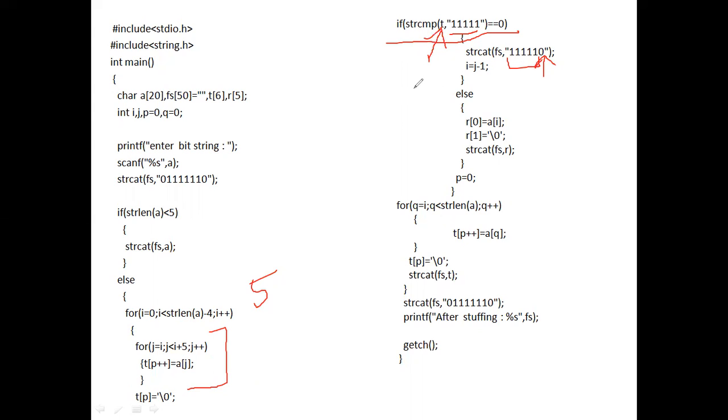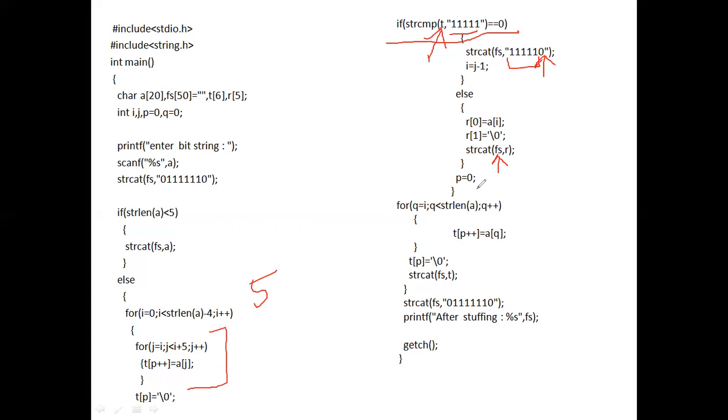We take a temporary variable r, copied with a of i, which is the last character we have taken here. Then r of 1 is set to null, indicating that a pattern is taken and it is not all ones, and that is added to the result, fs. So r is added to fs. This way, if it is equal to 5 ones, a 0 is stuffed, and if it is not, whatever we have taken from a is copied into fs, which is the result.